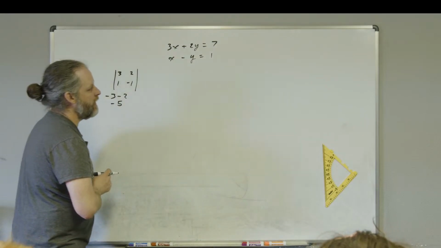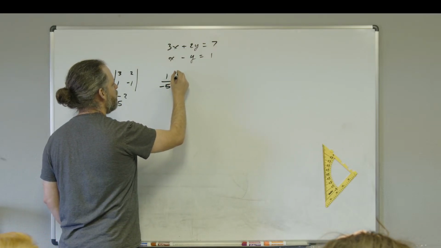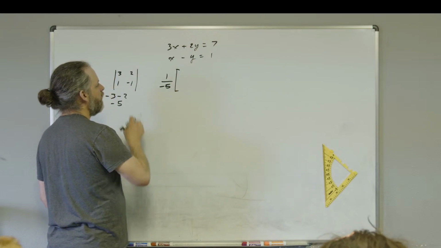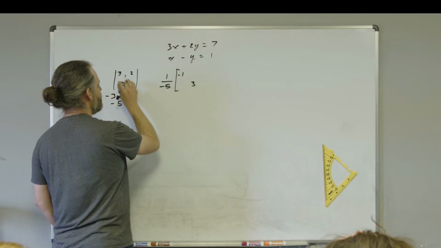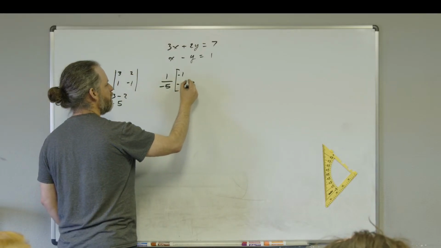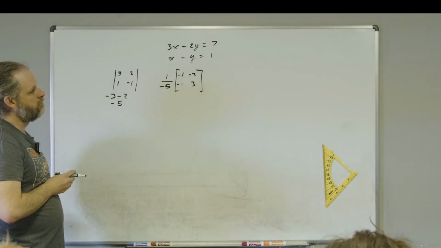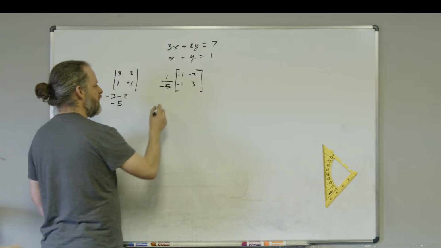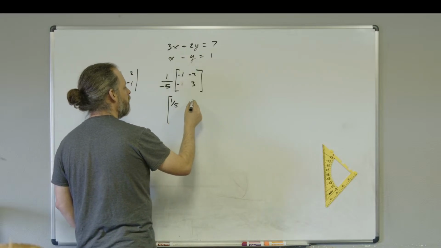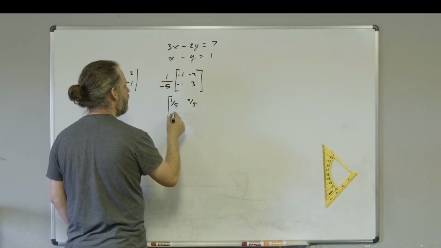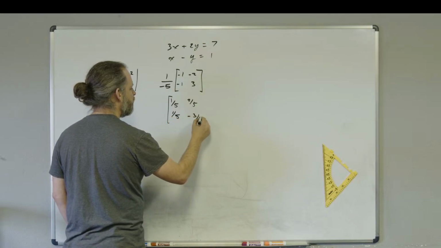Then, to find the inverse, we multiply 1 over that determinant times the matrix where we swap the down diagonal and swap the signs of the up diagonal. So that equals positive 1/5, positive 2/5, positive 1/5, negative 3/5.